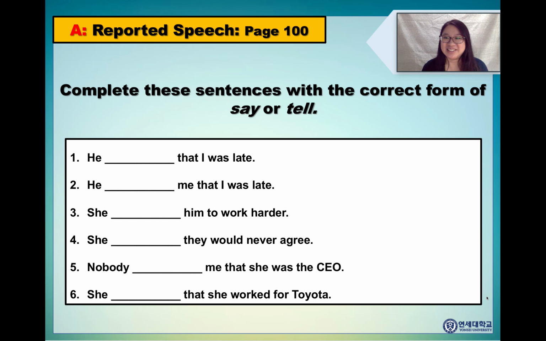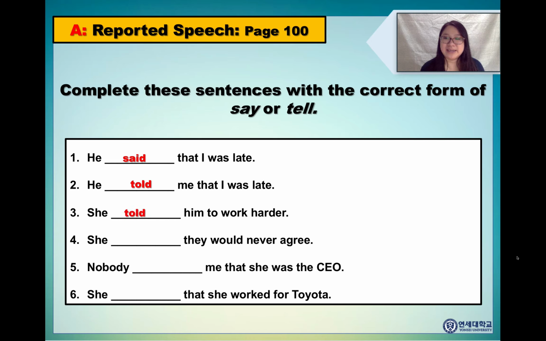Let's check your answers. Number 1, he said that I was late. So we're going to look for an object. Is there an object? No. He said that I was late. Number 2, he told me that I was late.